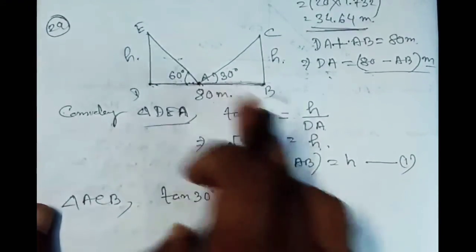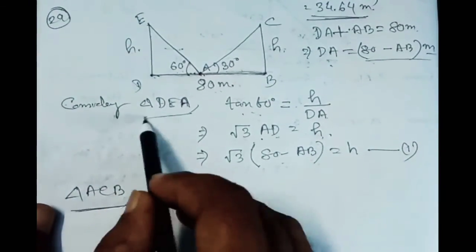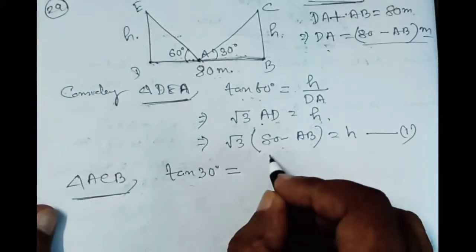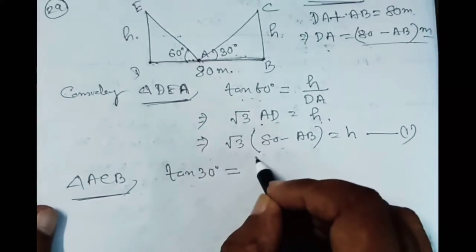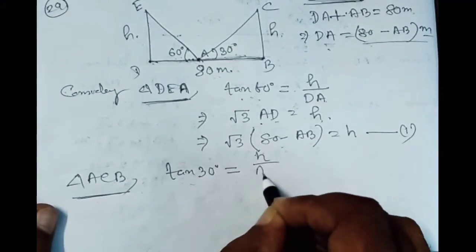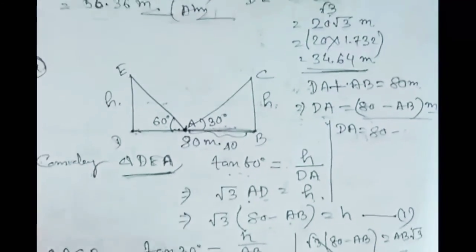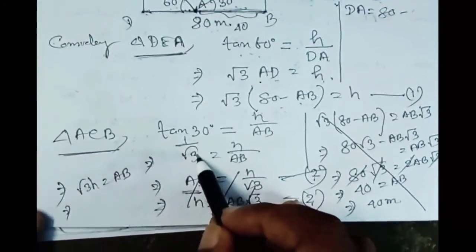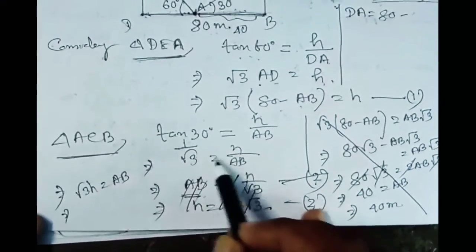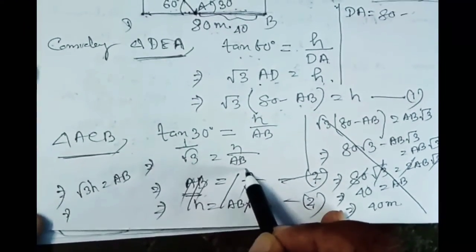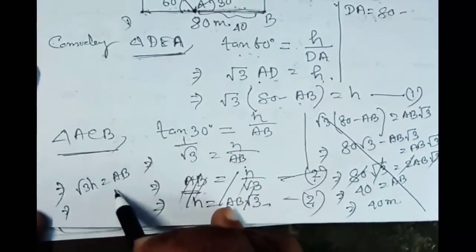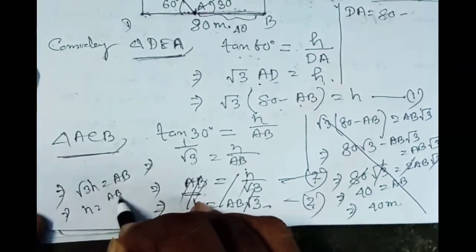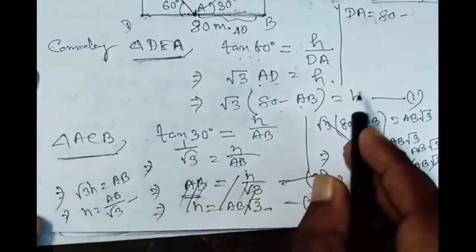Next tan 30 from triangle ACB we are considering, this is the first triangle, this is second triangle. Now for triangle ACB, tan 30 is equal to H by AB, so tan 30 means 1 by root 3, so 1 by root 3 is equal to H by AB. So from here we are getting root 3 H is equal to AB. Now H is equal to AB by root 3. This is my equation number 2.